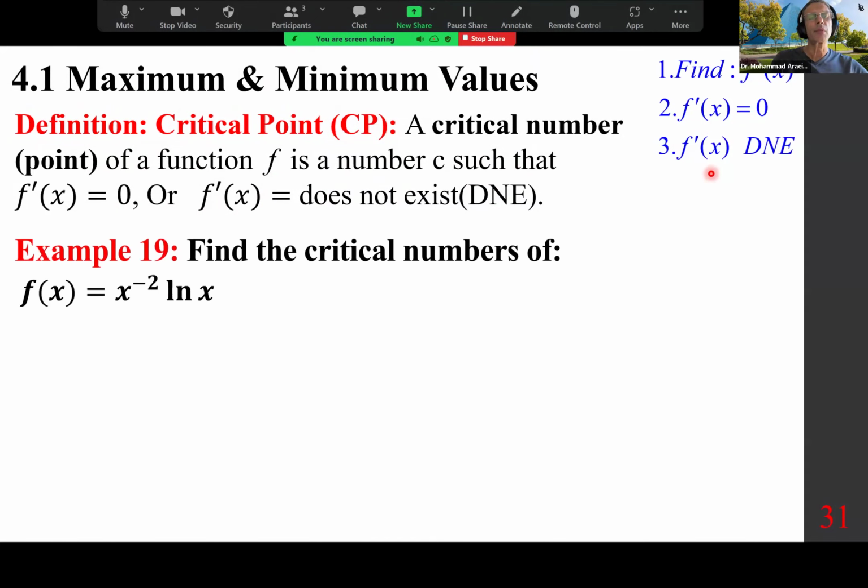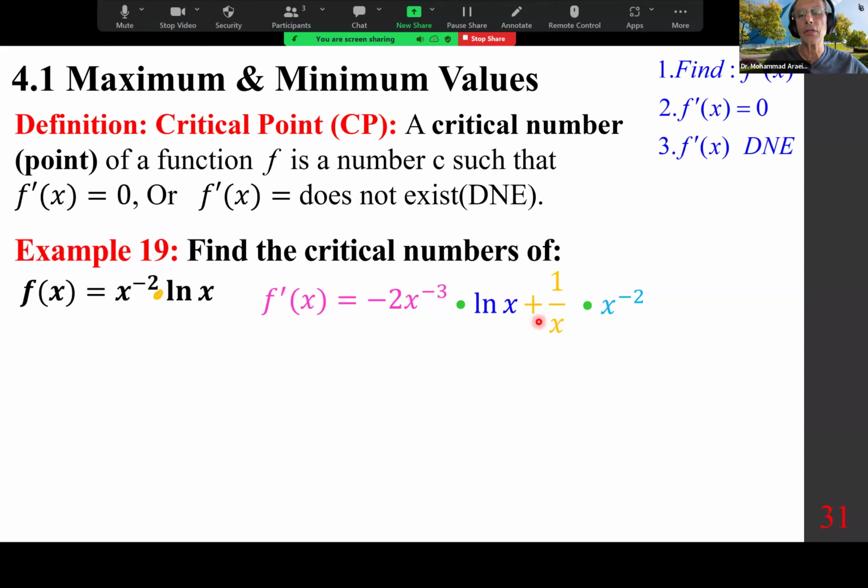So for example, we want to find the critical numbers for f of x equals x to the power minus 2 ln x. And to do so, we are going to find f prime of x, which means we're going to use the product rule. This is negative 2 x to the power of negative 3 times ln x plus ln x gives us 1 over x times x to the power of negative 2.